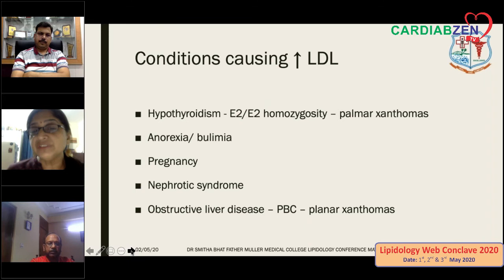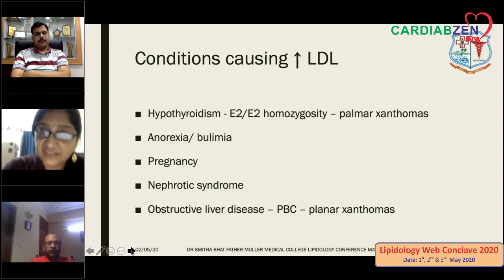Now, it's found that if the patient has an E2 homozygosity for type 3 lipoproteinemia, this will be unmasked. It's quiet until the patient develops hypothyroidism, and then this becomes unmasked. Here, the patient typically has palmar xanthomas. So let's say you have a patient who has palmar xanthomas and maybe an impaired lipid profile. Immediately what you would check for is the signs and symptoms of hypothyroidism and do a TSH as well.